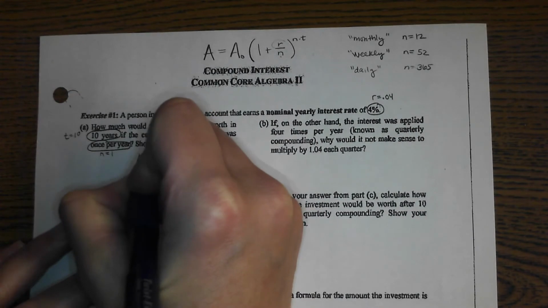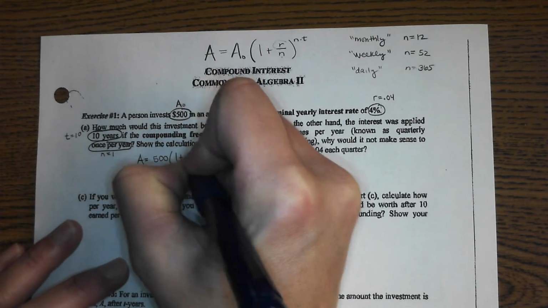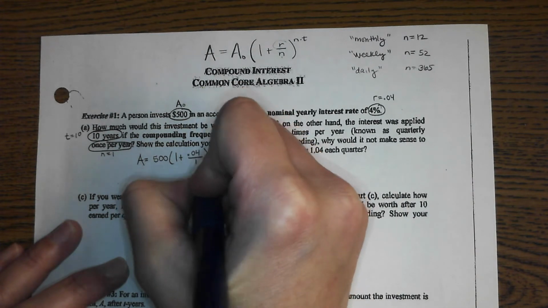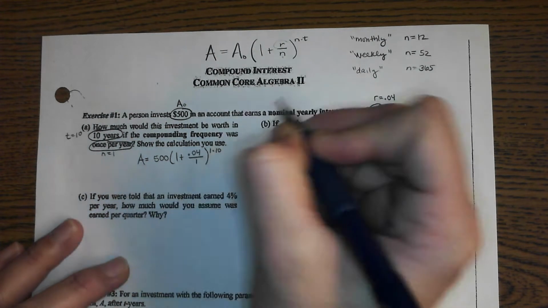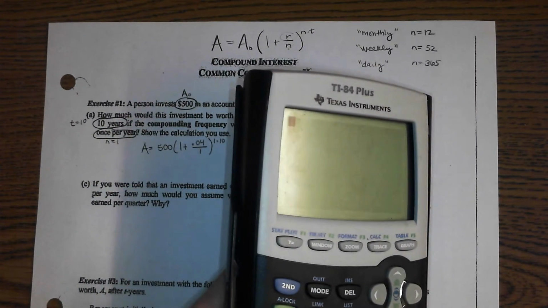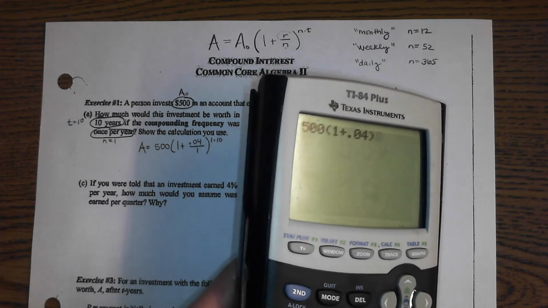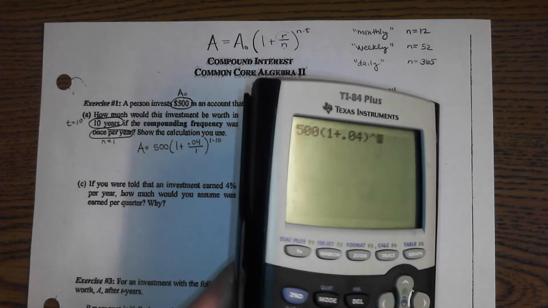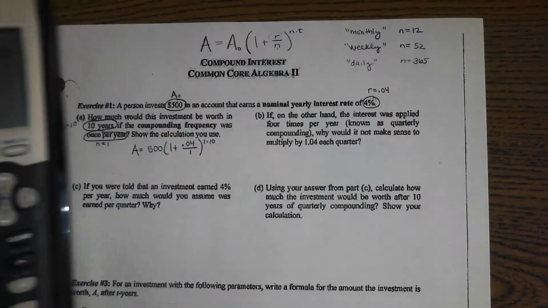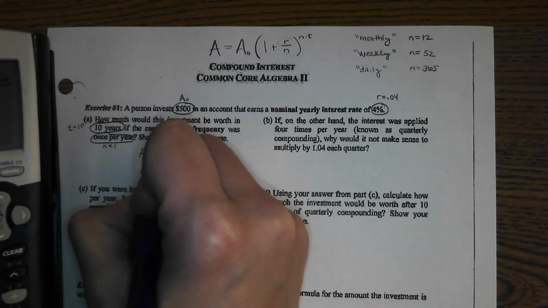So our final amount we don't know. That's what they're asking us for. Our initial amount was 500. 1 plus rate was 0.04. N was 1, to the 1 times 10 power. And we're just plugging that in. 500, 1 plus 0.04 divided by 1 is kind of pointless, raised to the 1 times 10 is just 10th power. So your $500 will have grown to $740 and 12 cents.